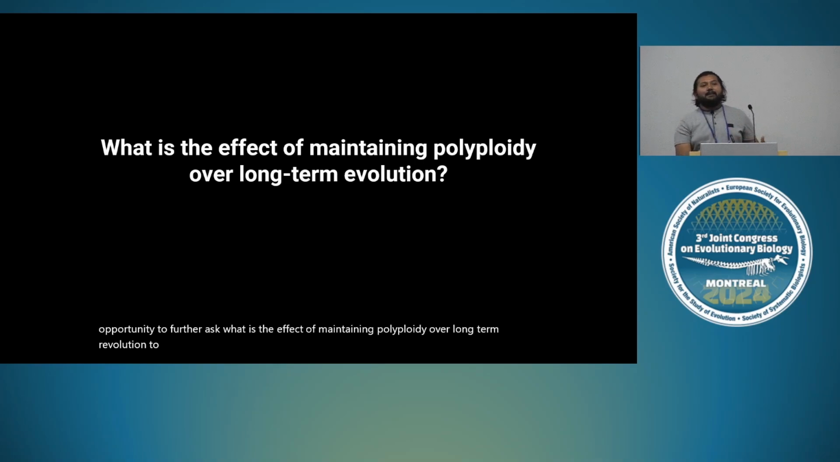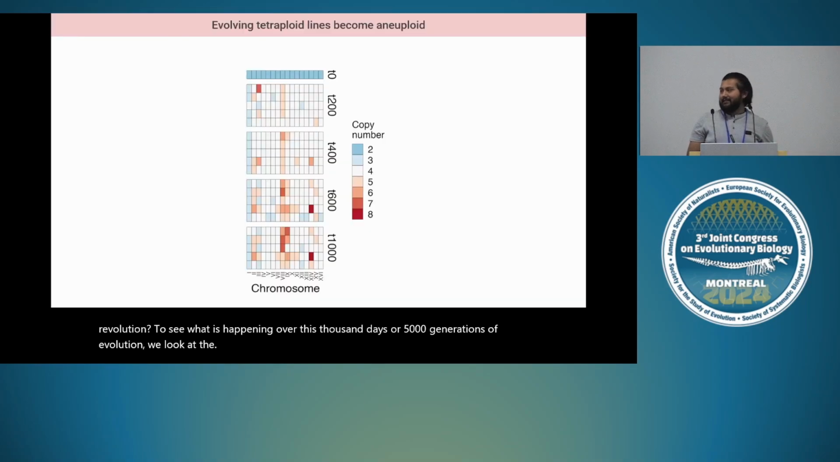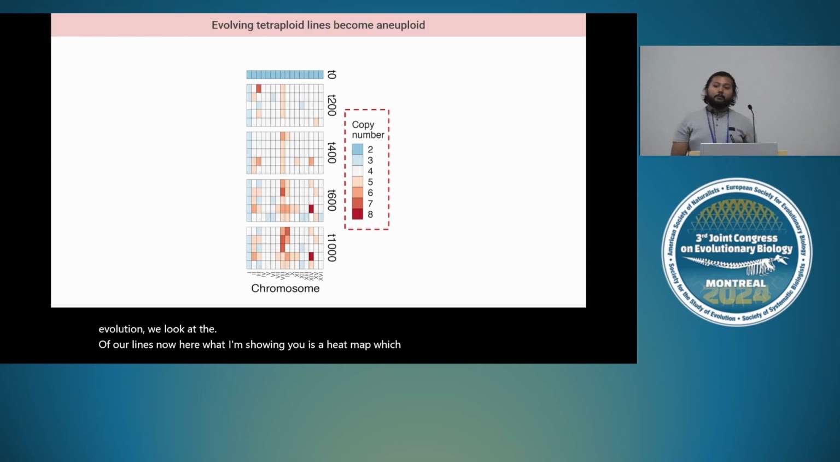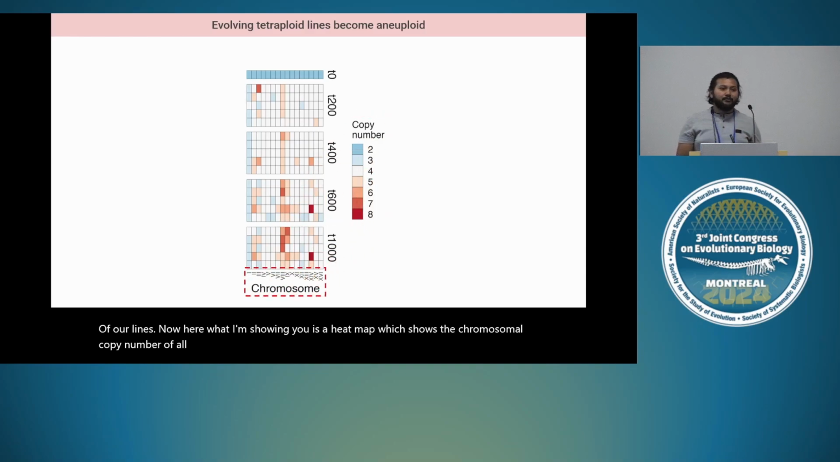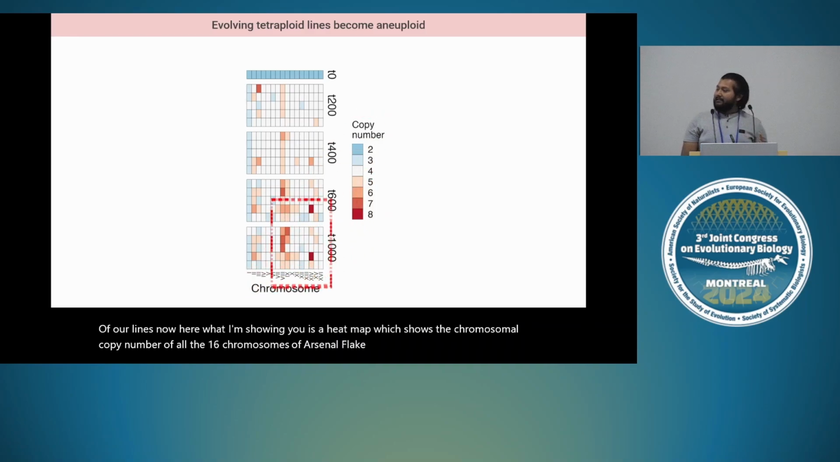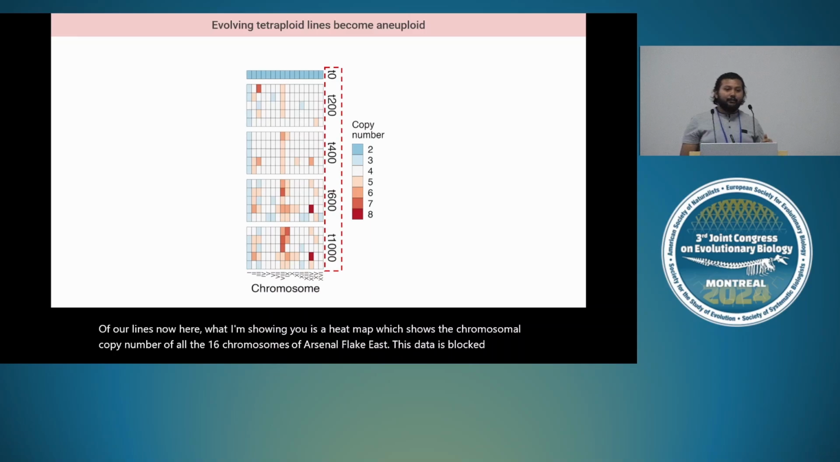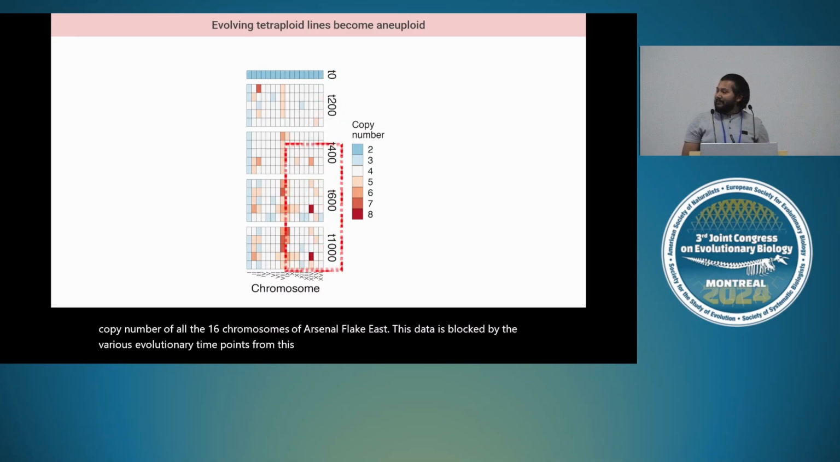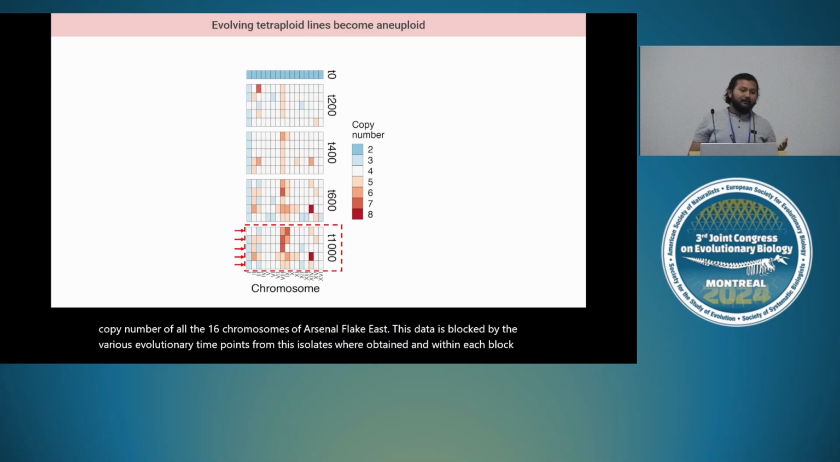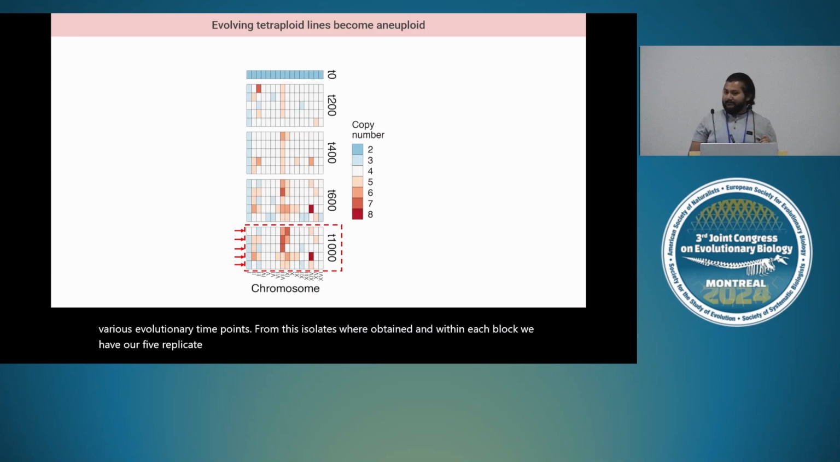To see what is happening over this 1,000 days or 5,000 generations of evolution, we look at the karyotypes of our lines now. Here, what I'm showing you is a heat map which shows the chromosomal copy number of all the 16 chromosomes of our snowflake yeast. This data is blocked by the various evolutionary time points from which these isolates were obtained. And within each block, we have our 5 replicate lines, which are the rows.